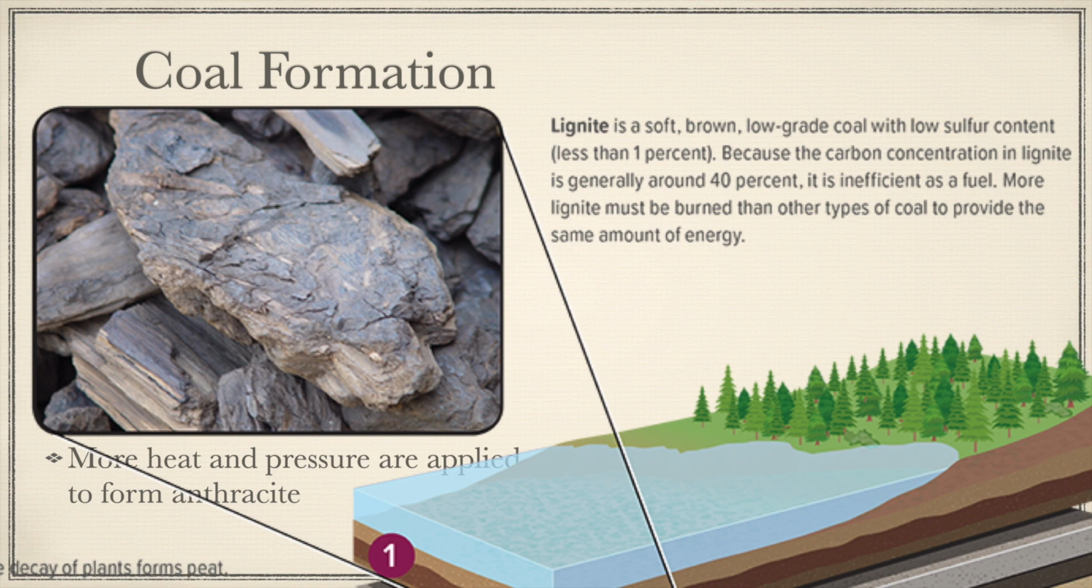And then lignite is a soft, brown, low-grade coal with low sulfur content, less than 1%. Because the carbon concentration in lignite is generally around 40%, it is inefficient as a fuel. More lignite must be burned than other types of coal to provide the same amount of energy. And lignite is this sort of brownish looking coal.